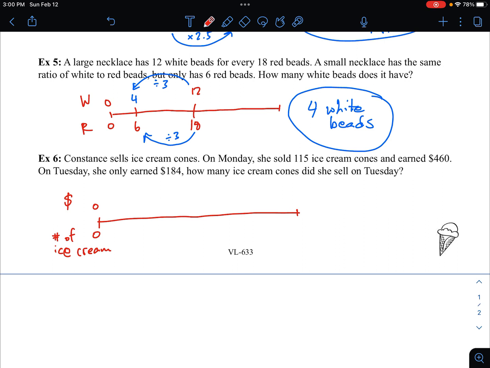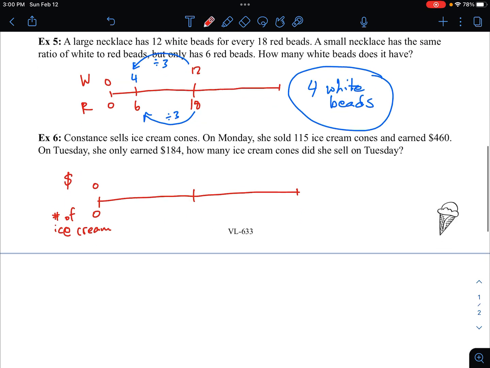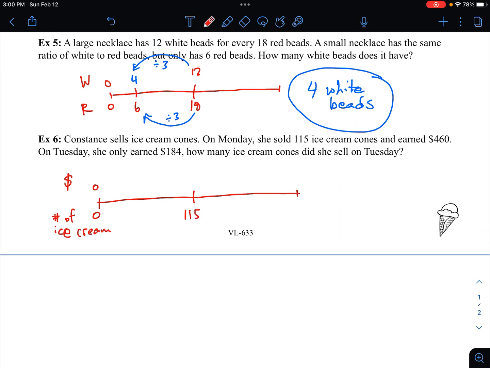All right, so on Monday, she sold 115 ice cream cones and earned $460. Oops, that's kind of weird. I actually put the number of ice creams second, so that goes on the bottom. And you may have been thinking, oh, wait, I put the ice cream on top and the money on the bottom. That's fine. Nothing wrong with that, as long as you line up your numbers properly. And earned $460 for selling 115. On Tuesday, she only earned $184. So from $460, she only earned $184. So how many ice creams did she sell?